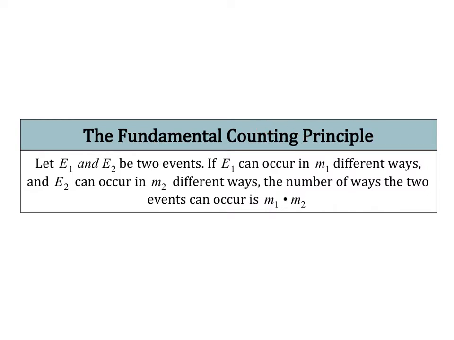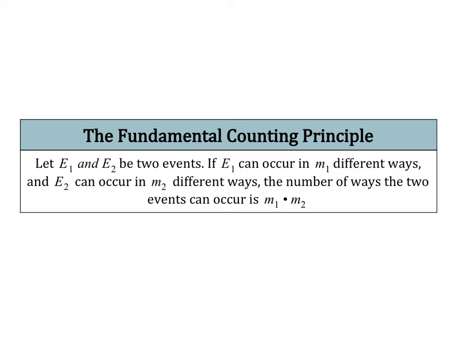So this is assuming that maybe there are two events, we can call them E sub 1 and E sub 2. If event 1 can occur in M sub 1 different ways, and event 2 can occur in M sub 2 different ways, to find the number of ways that the two events can occur is just by multiplying the number of ways each of them can occur by each other.